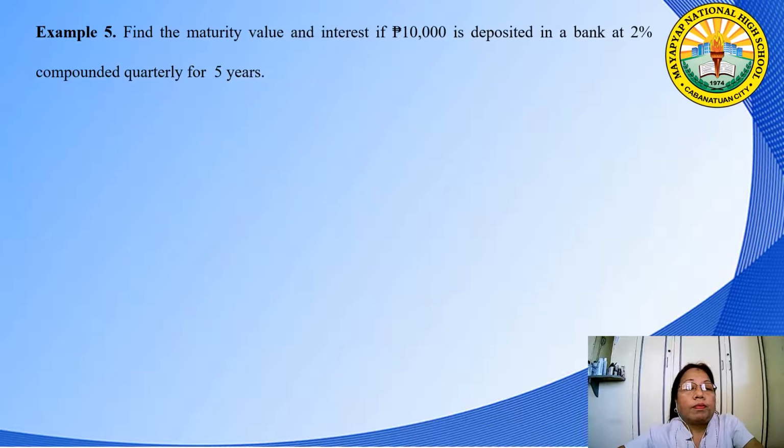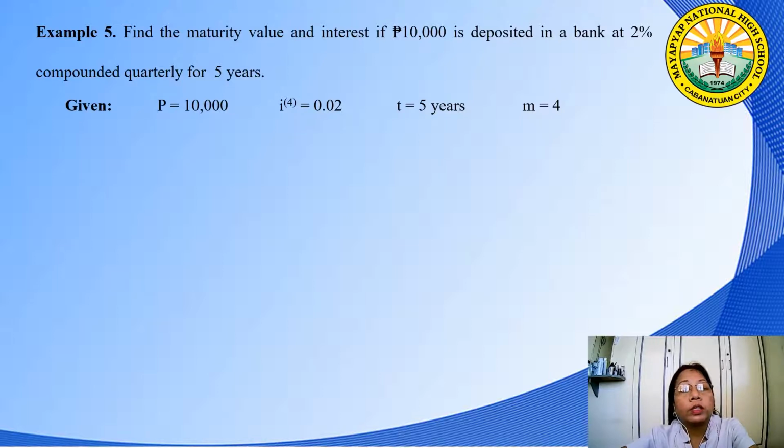Example: find the maturity value and interest if 10,000 pesos is deposited in a bank at 2% compounded quarterly for 5 years. So the given: P is 10,000, i^(4) since it is quarterly is 0.02, the term or time is 5 years, and the frequency of conversion is 4. Then you are asked to find A, the future value, and B, the compound interest.